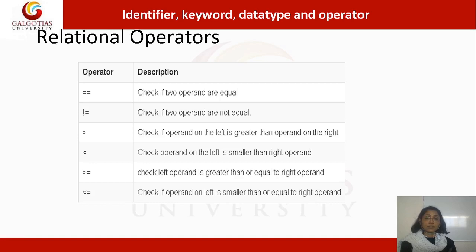Greater than checks if the operand on the left is greater than the operand on the right. Less than checks if the operand on the left is smaller than the right operand. Greater than or equal to checks if the left operand is greater than or equal to the right operand, and less than or equal to checks if the operand on the left is smaller than or equal to the right.